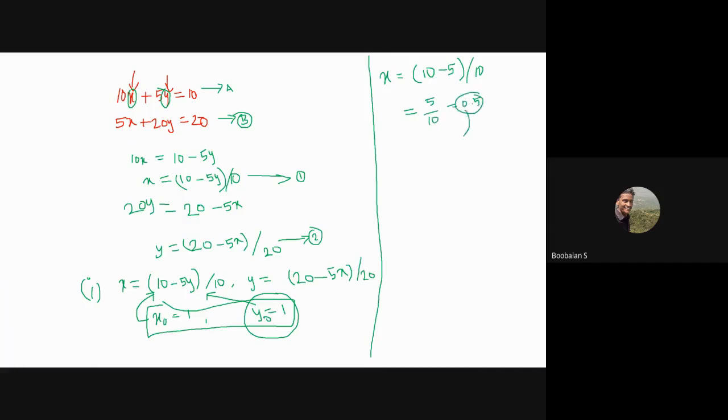This updated value I am going to substitute into my y equation now. So y is equal to, substituting my x value, (20 minus 5 into 0.5) whole divided by 20. What is the value for y now? 20 minus 2.5, whole divided by 20. That is the value for my y, y1. This is my new x1, and this is my new y1.